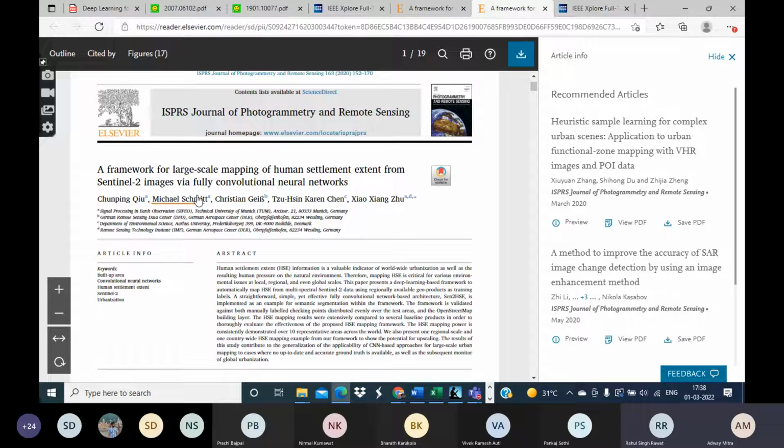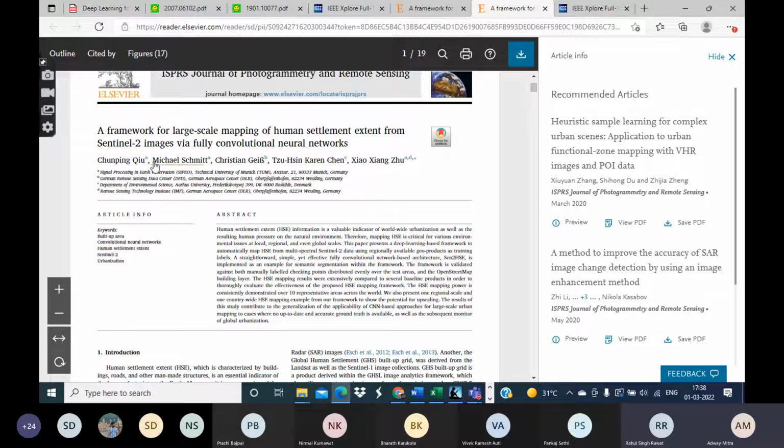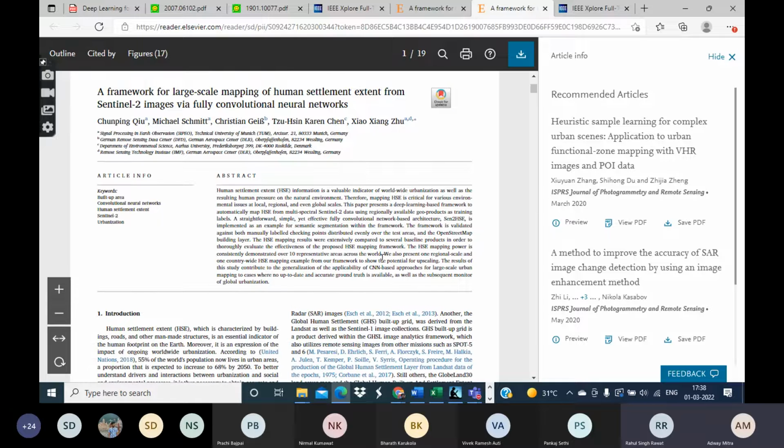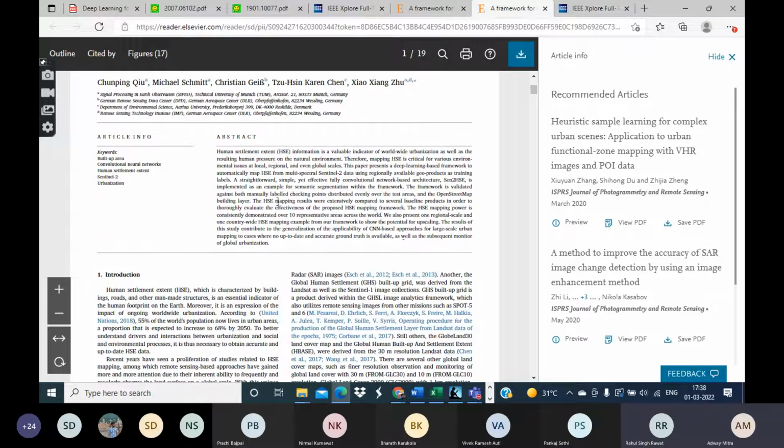is a framework for large-scale mapping of human settlement extent from Sentinel-2 images via fully convolutional neural networks. So just like Landsat, Sentinel is another satellite from which images are available at free of cost. I mean, maybe not fully free of cost, you may have to do some registration, but it's possible to easily get these images. Now, I mean, they are publicly available.